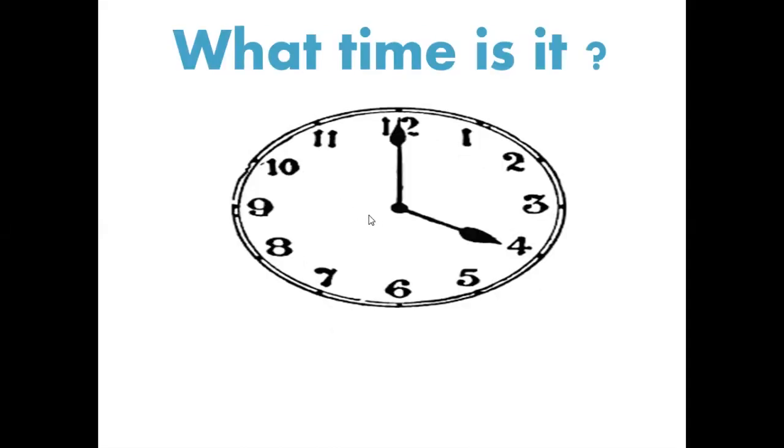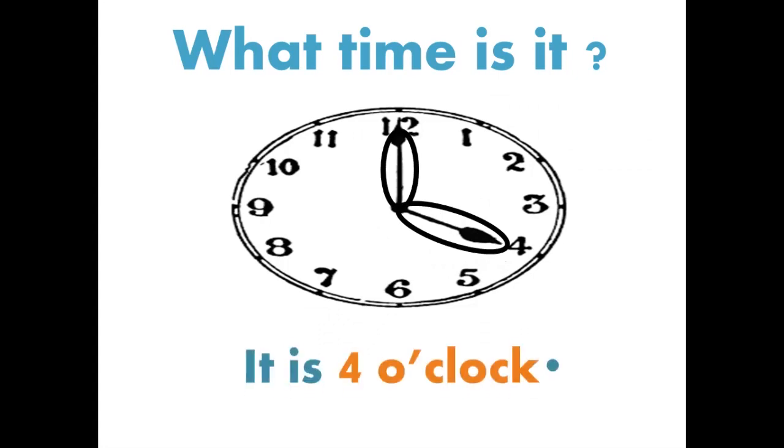Okay, what time is it here, Bubble? 4 o'clock. You have to say it's first. It's 4. It's 4 o'clock. Excellent. It's 4 o'clock because we have the long hand on number 12 and the short hand on number 4. Thank you, Bubble.